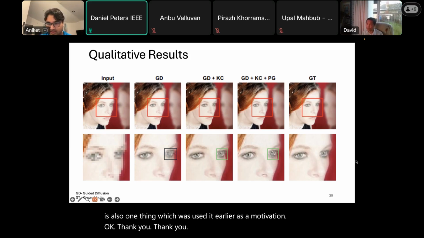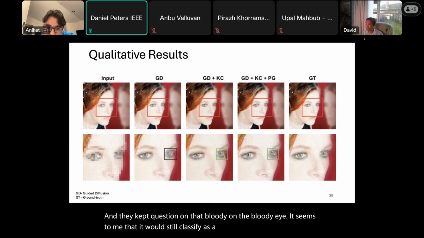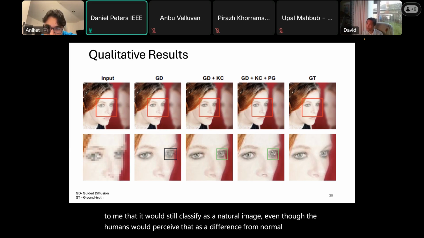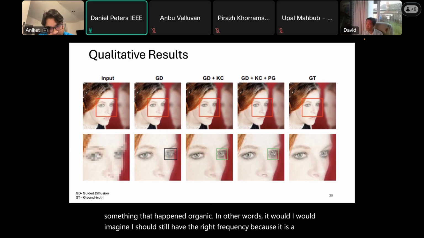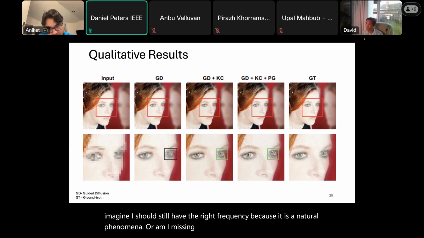And the question on that, the bloody eye. It seems to me that it would still classify as a natural image, even though humans would perceive that as different from normal, because the bloody eye would still be an organic occurrence, something that happened organically. In other words, I would imagine it should still have the right frequency because it is a natural phenomenon. Or am I missing something critical?